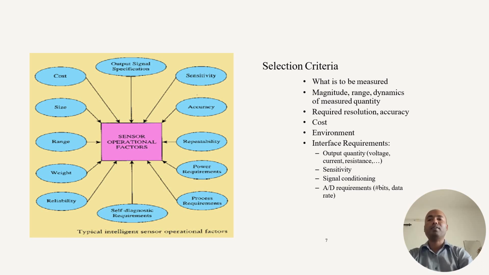The next is process requirement. The process requirement, like interfacing. After producing the signals, it requires some process, and on the other hand, there are process requirements while making the function of the sensors; it needs a process.